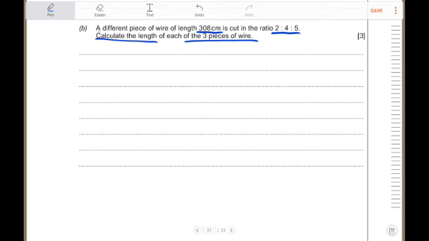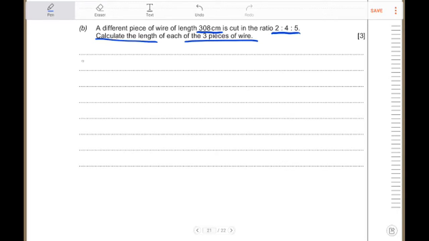Okay, the first thing we need to do then, we are taking a length of wire, 308 centimeters, and it's going to be cut in the ratio 2 to 4 to 5. So we're going to have three different pieces. Obviously the longest piece is the 5 part, and the 4 part will be the medium-sized piece, and the smallest part will be the 2 parts.